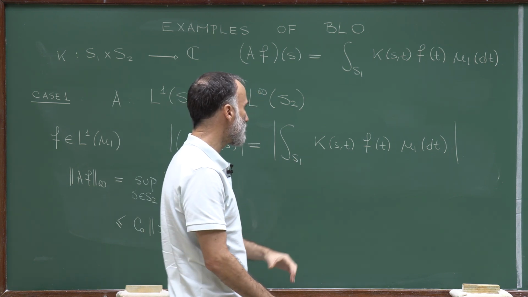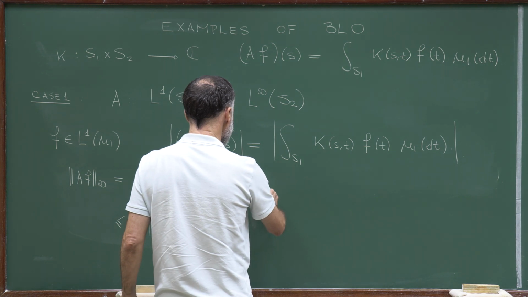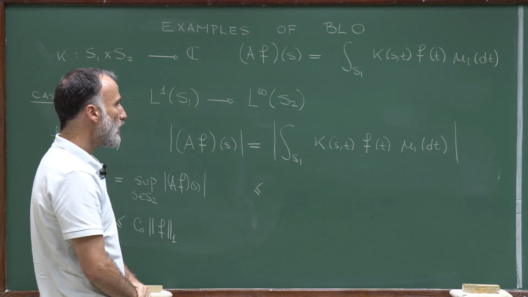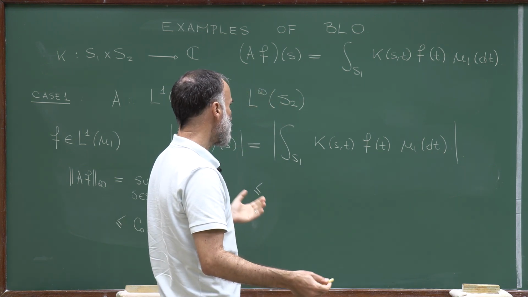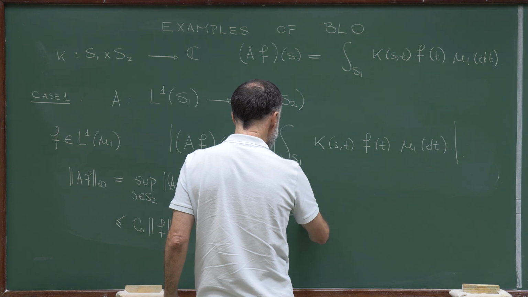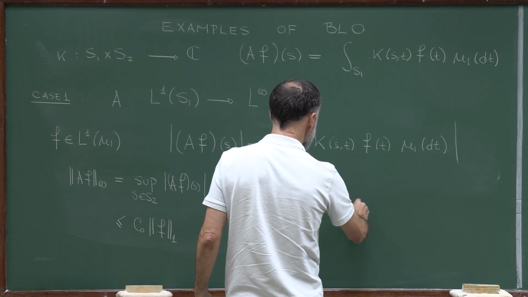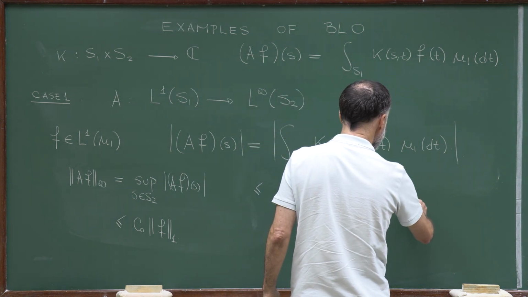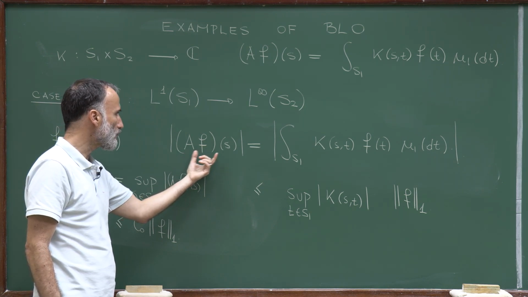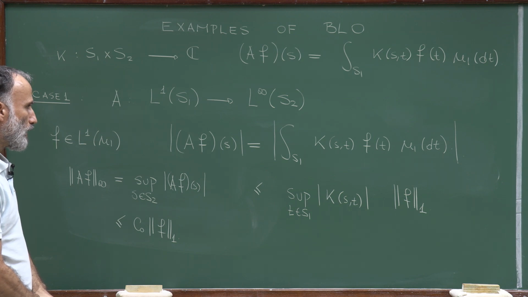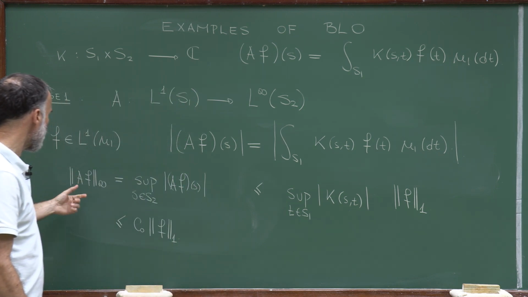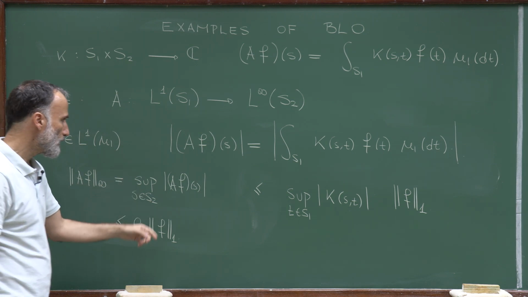So my goal is to find conditions on k for this inequality to hold. Well, I need here to estimate this quantity in terms of the one norm of f. So I have here a product. I want to estimate this integral with respect to the L1 norm of f. There is not much I can do. I will just estimate this quantity by the supremum for t in S1 of |k(s,t)| times the one norm of f. So I'm bounding the absolute value of Af(s) by this quantity. And now I have a supremum over s.